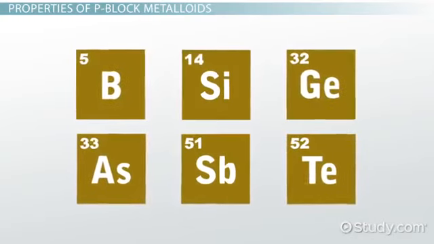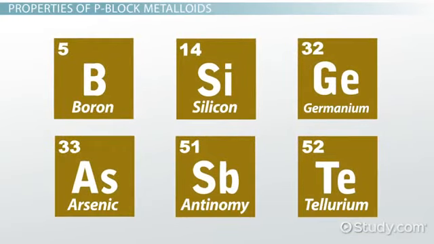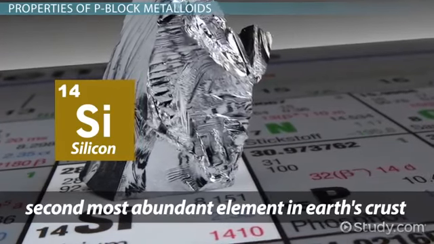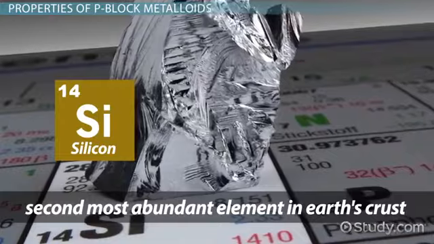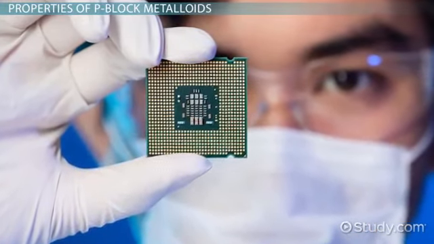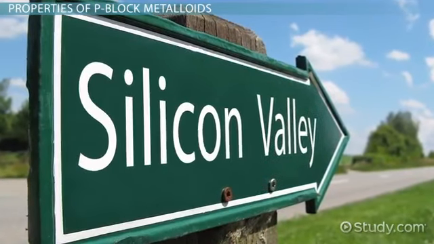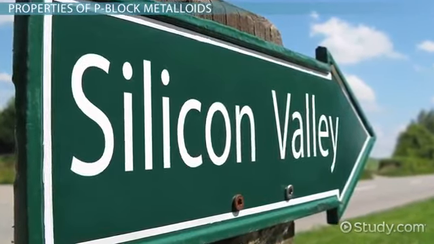All of the elements that are commonly recognized as metalloids are in the p block: boron, silicon, germanium, arsenic, antimony, and tellurium. Silicon is perhaps the most famous metalloid. It is the second most abundant element in Earth's crust and one of the main ingredients in glass. It is used to make microchips for computers and other electronic devices. So valuable is silicon to the technology industry that Silicon Valley in California is named after it.